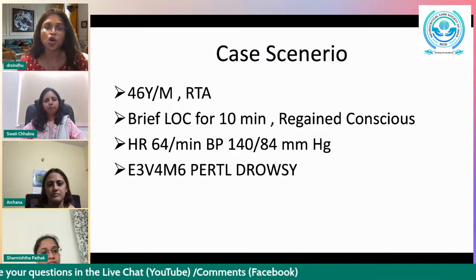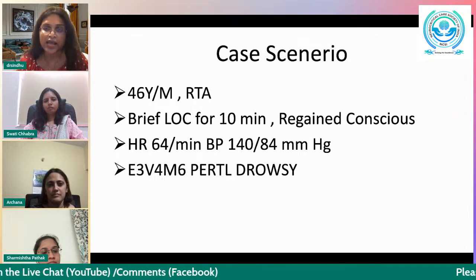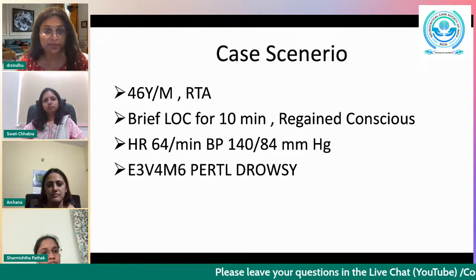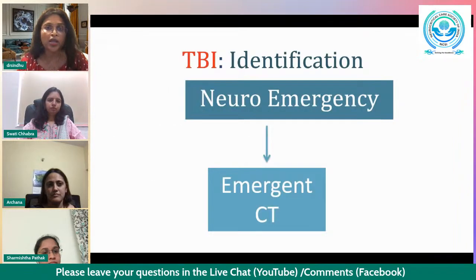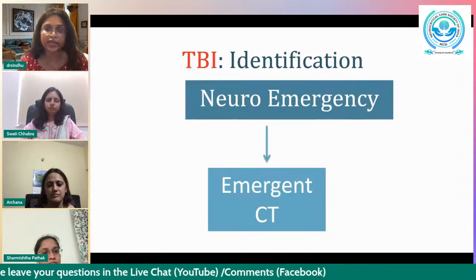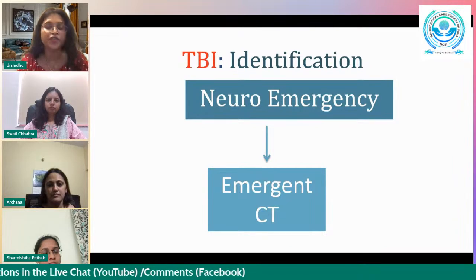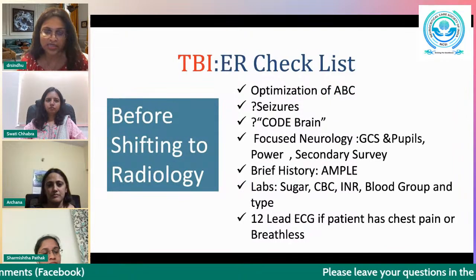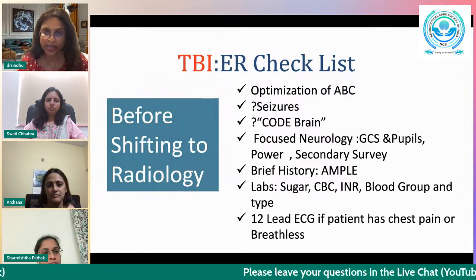This patient has a loss of consciousness for 10 minutes, and then he regained consciousness. His vitals are stable. His GCS is E3, V4 and M6, with equal pupils, but he's drowsy. So the first step is to identify that it is a neuro emergency and shift the patient for an emergency CT scan. And before shifting to the CT scan, we have to optimize the ABCs.